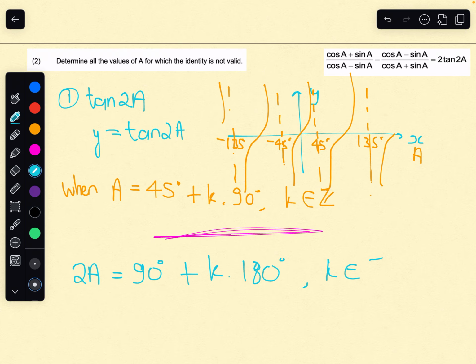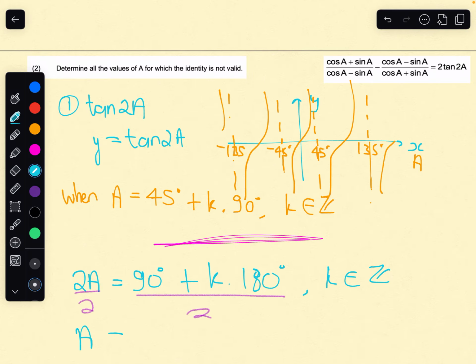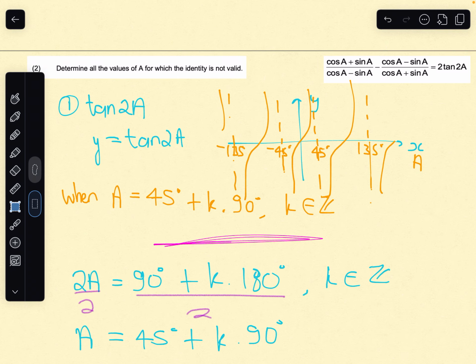And remember, we don't need to specify the two quadrants explicitly because the k180 takes care of that. So then we would divide both sides by 2, and we would end up with A is equal to 45 degrees plus k90. So that's another quicker way, actually, to arrive at the same thing.